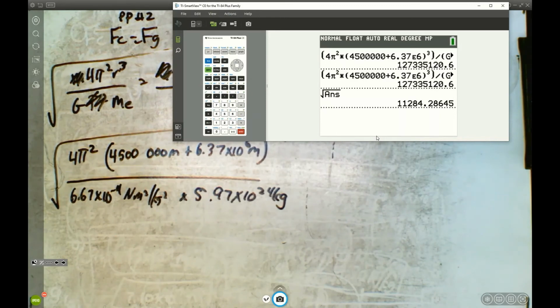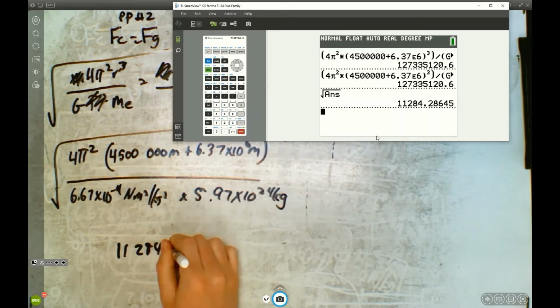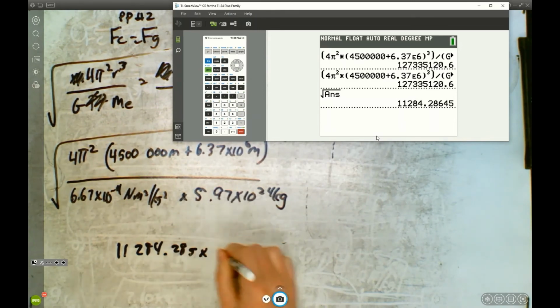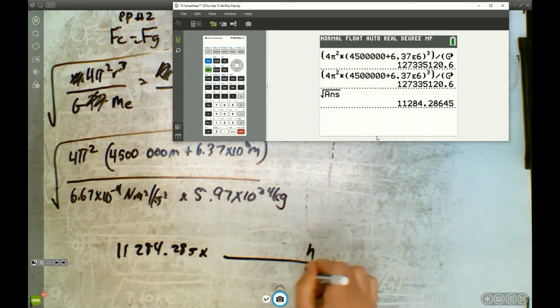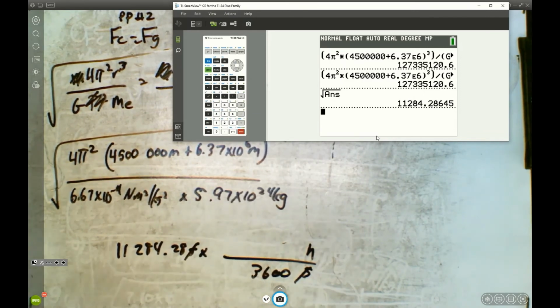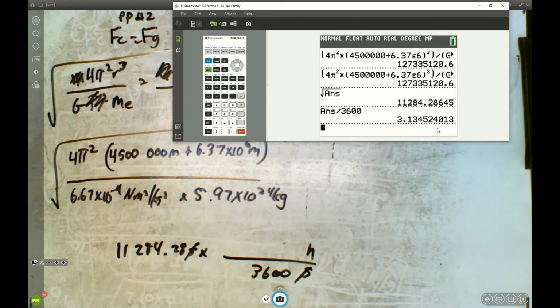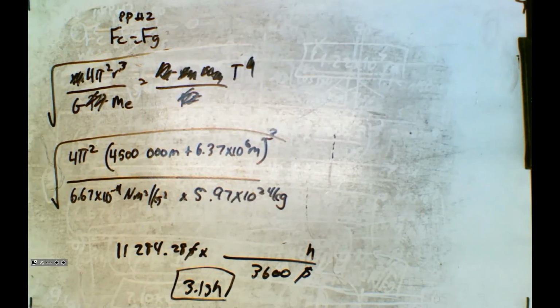And that's my period. But that's in seconds, right? You'll always get your period in seconds. So that's not going to be an answer. So let's switch it to hours. Like if this is a multiple choice question, hey, can you meet me in 11,284 seconds? Well, let's divide it by 3,600. And then we get 3.13 hours, which is a much better answer and more likely to be there in your multiple choice. Okay, so that's how we do that one.